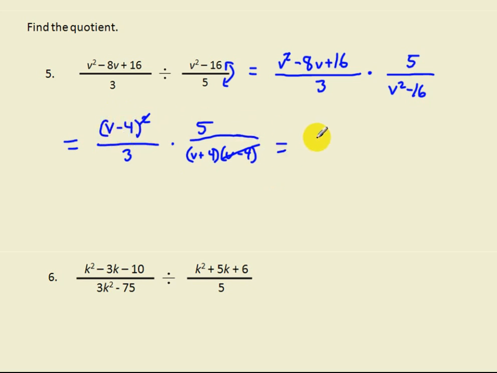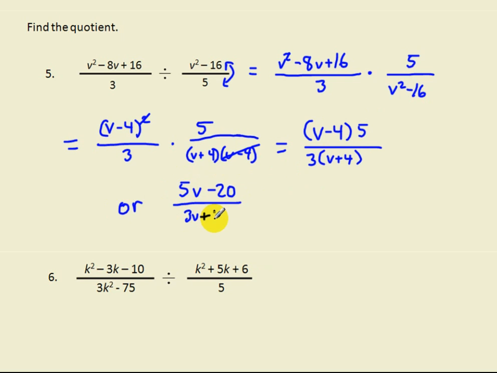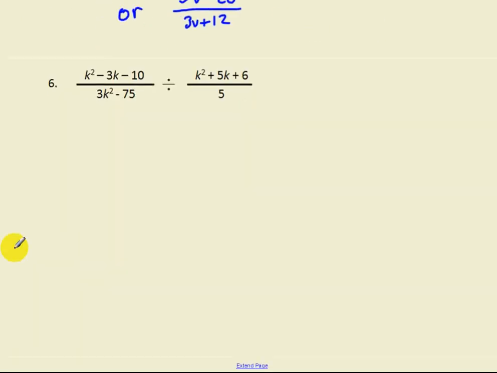So now we can take v minus 4 to the first power times 5 over 3 times v plus 4. There's no more simplifying that we can do here in terms of canceling. We can't factor anything more. The only other thing we could do is, again, in some cases you'll see people go ahead and multiply this out. So they would write this as 5v minus 20 over 3v plus 12. Again, personally, I would go ahead and just leave it like this, but be prepared to deal with that in case you see this in a multiple choice question.